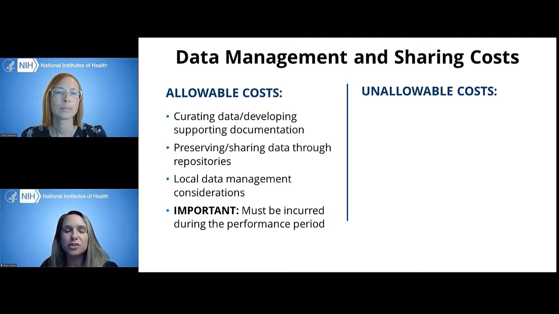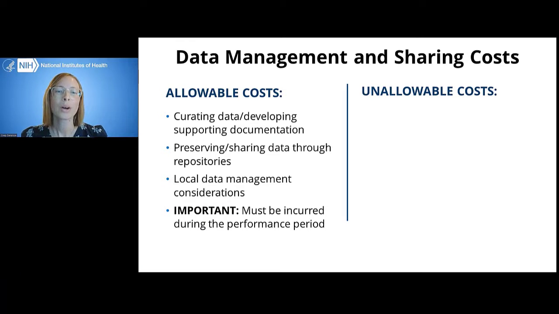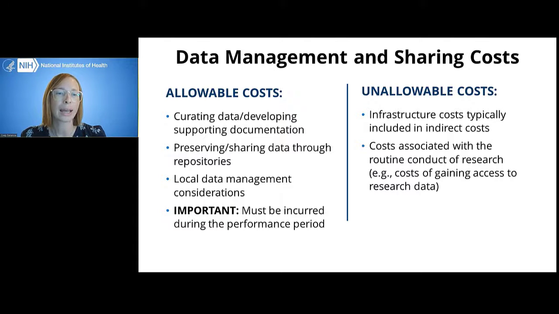Is there anything that folks should keep in mind not to include in these budgets? There are some types of costs that should not be included in your data management and sharing budget, such as general infrastructure costs not associated with a specific project, which are typically included in indirect costs, as well as costs associated with the routine conduct of research, such as gaining access to research data. You'll need to make sure that costs are not double charged or inconsistently charged as both direct and indirect costs.